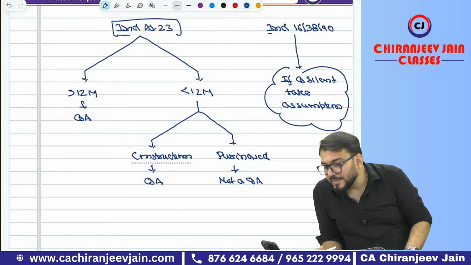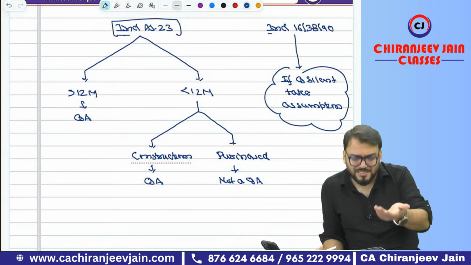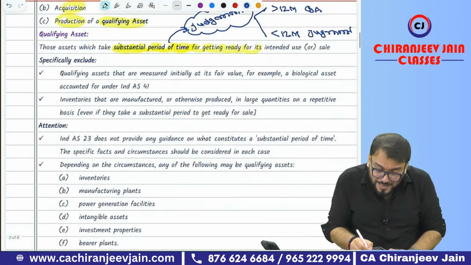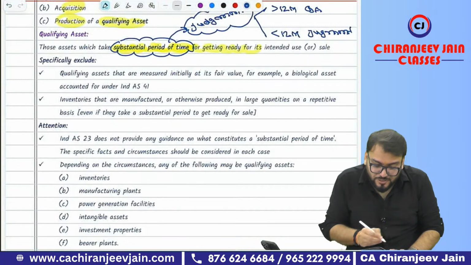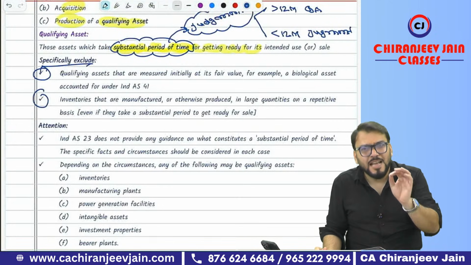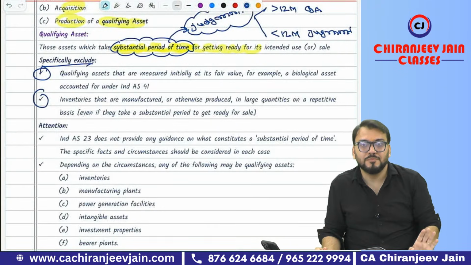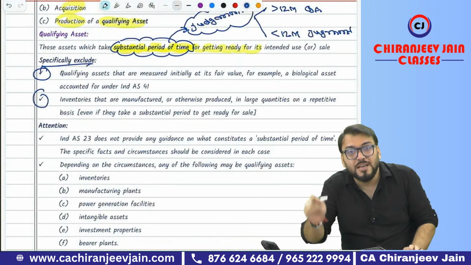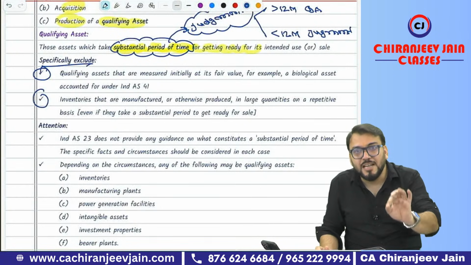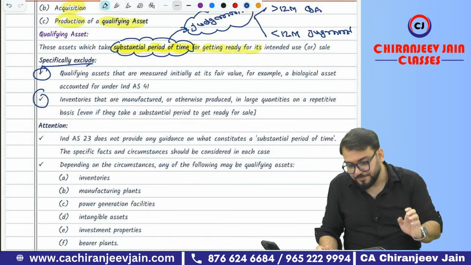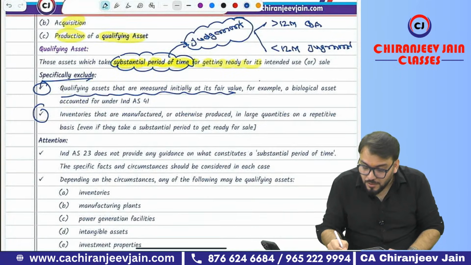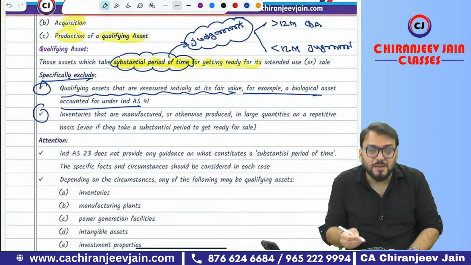Okay, if less than 12 months but ready to use, is it a qualifying asset? Yes. Now try to understand what I am saying. Why have they given substantial period of time in the definition? Because they want to exclude two types of asset from the definition of qualifying asset. One is any asset which is initially measured at fair value. Such assets are outside the scope of this chapter. The best example is biological asset, because biological asset is initially and subsequently measured at fair value.